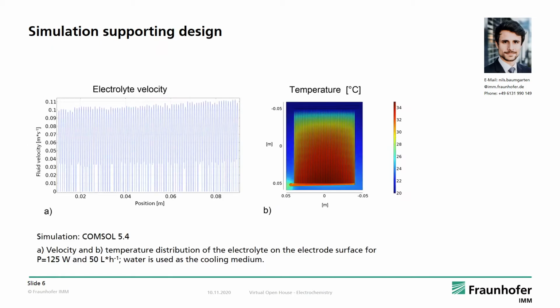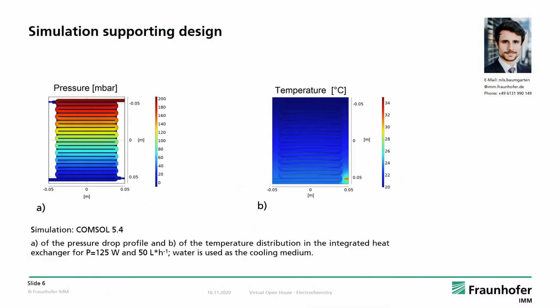So firstly, some simulations were carried out to visualize and optimize the fluid flowing through the electrochemical microreactor. As you can see on the left hand side, there is a simulation of the electrolyte velocity along the channels, and on the right hand side we also see the temperature distribution of the electrolyte on the electrode surface. It is also interesting to consider the heat exchange medium.